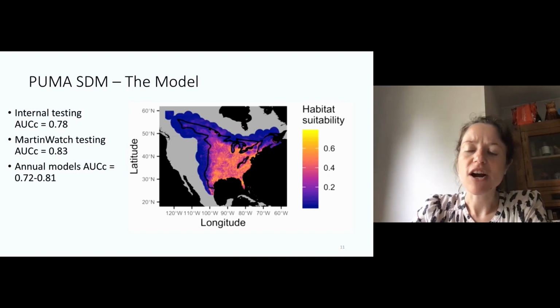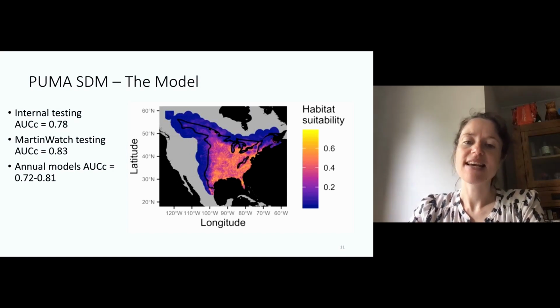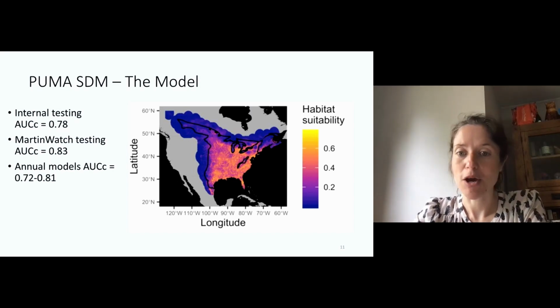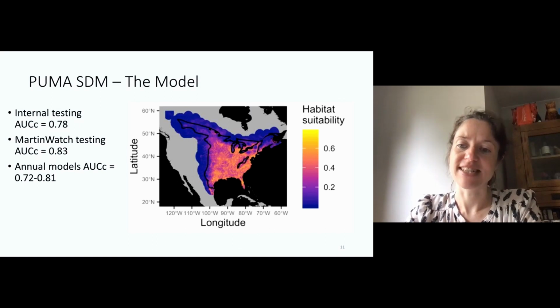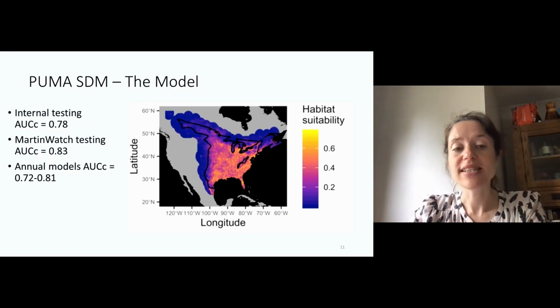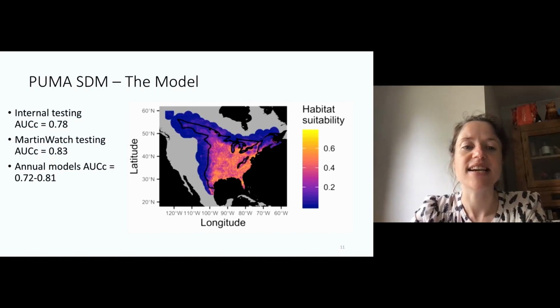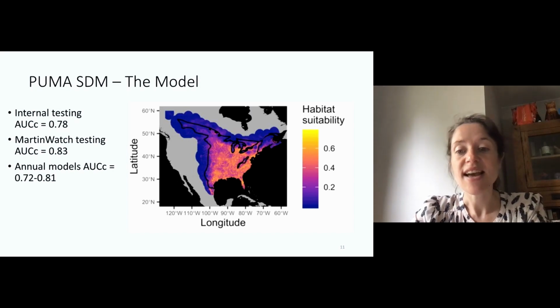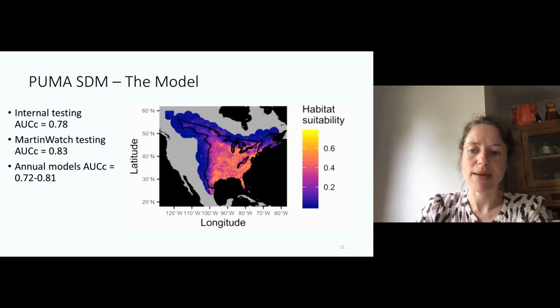Colours which are closer to yellow show a high habitat suitability, so a high probability that Purple Martins will occur. Areas which are closer to purple show a low probability of occurrence, or that it's less suitable for Purple Martins. We tested the quality of this model in various ways with internal data or independent data and found it was a pretty good fit. It was accurately describing occurrence.